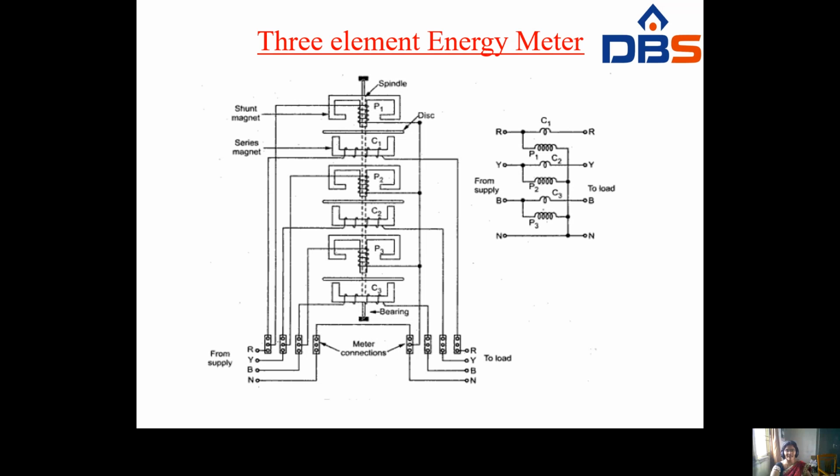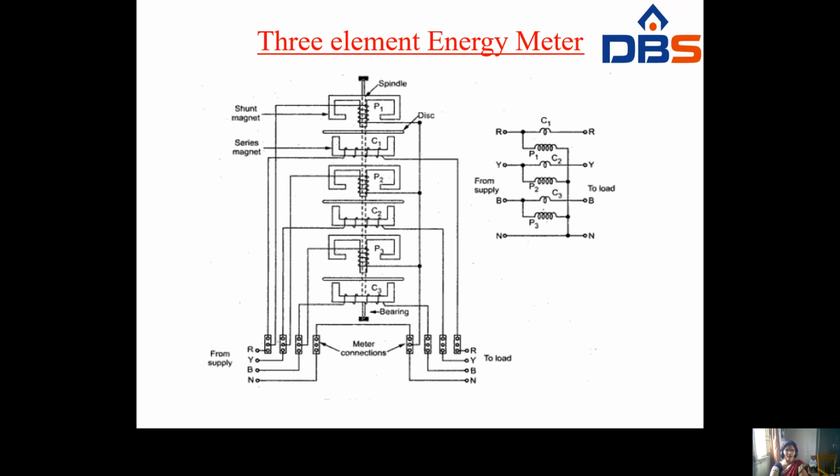This is the three element energy meter. Here three elements are connected in series: this is one element, this is another element, and this is the third element. The first element has P1, C1, pressure coil and current coil. The second has P2, C2, and the third has P3, C3. All are connected in series, with shunt magnets and series magnets, that is upper magnets and lower magnets.